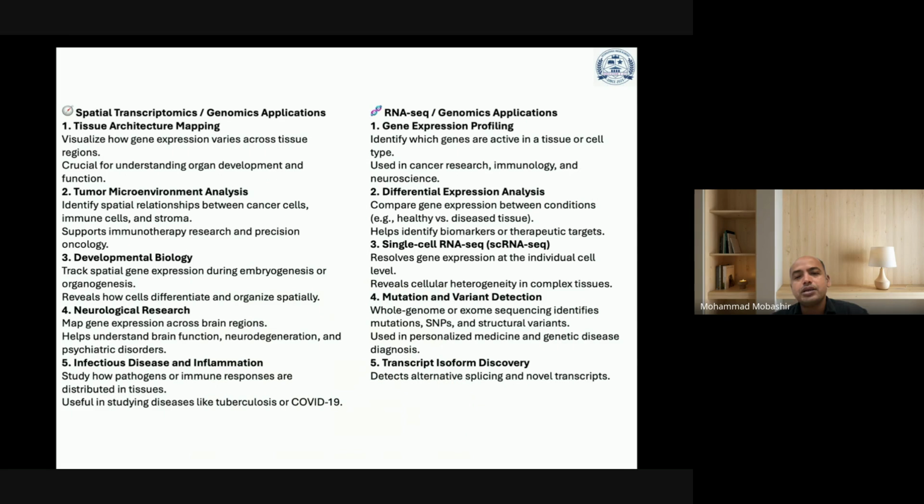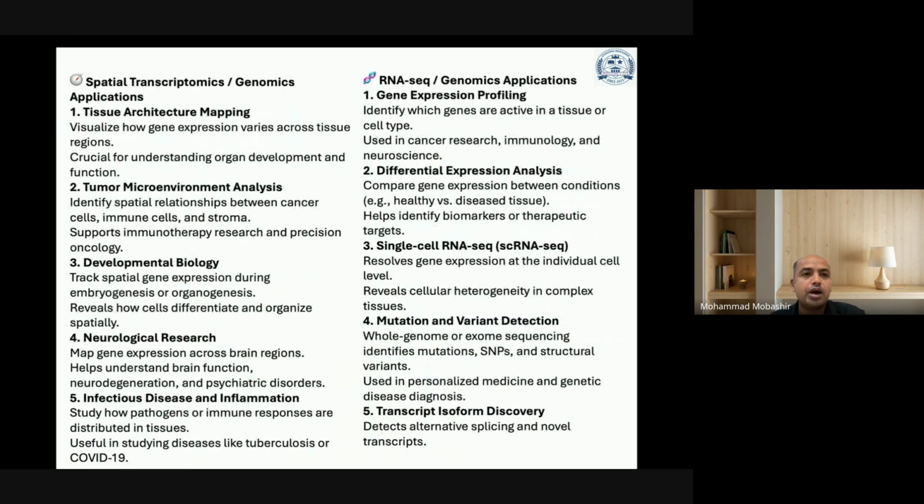Mutational and variant detection could be done with whole genome sequencing or whole exome sequencing, which could help to identify mutations, SNPs, and structural variants, and could be used in personalized medicine and genetic disease diagnosis. It could also be applied for transcript isoform discovery, and it detects alternative splicing and novel transcripts. Now, this is the same thing which I have presented.